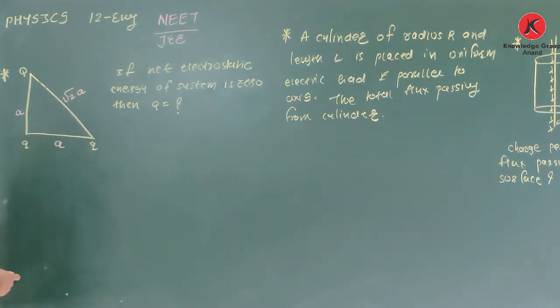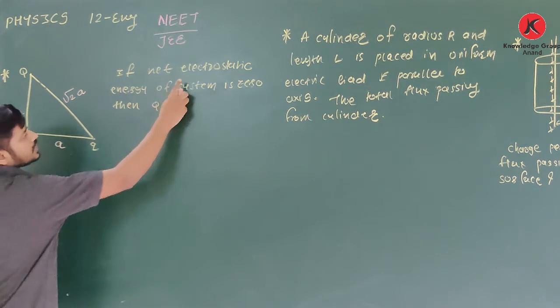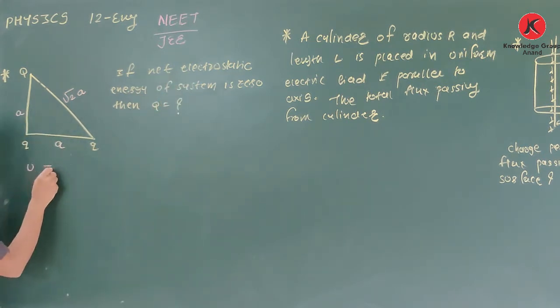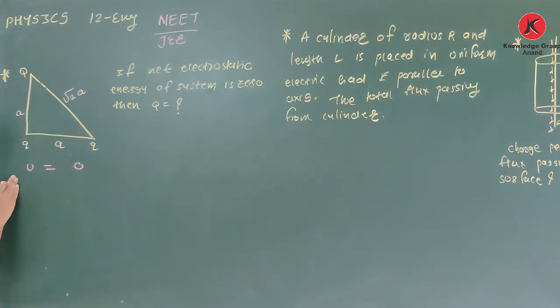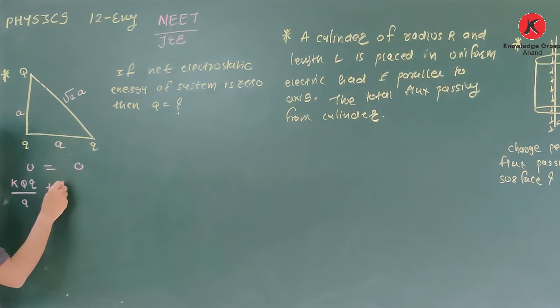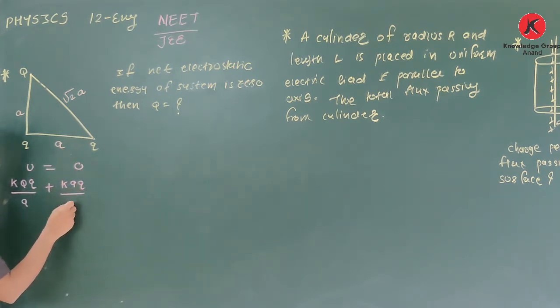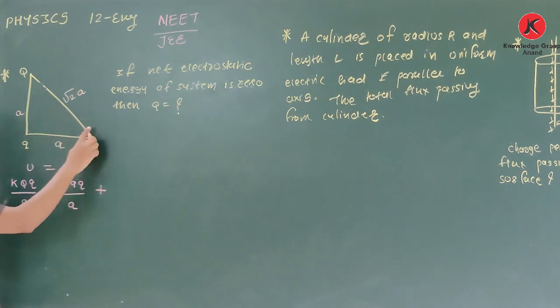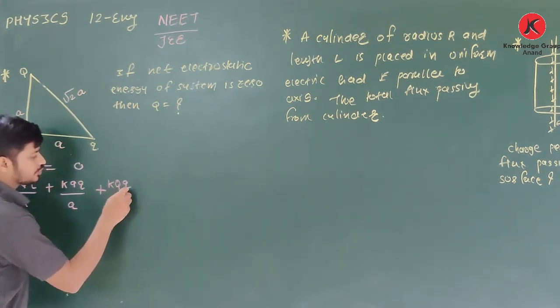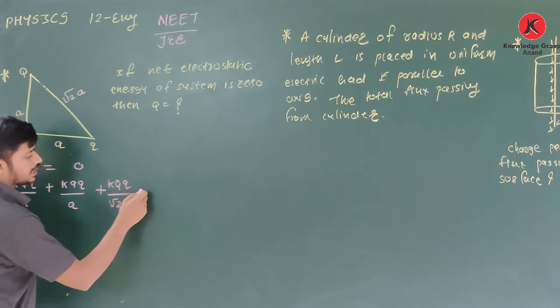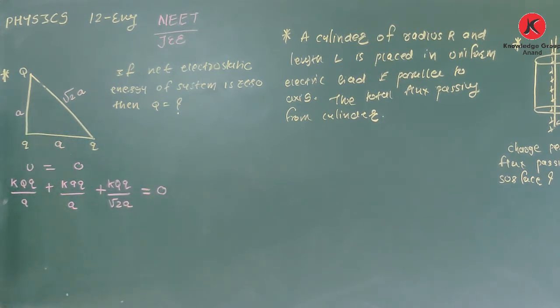See here we have 3 charges, Q, Q and Q, so 3 pairs. So how to write the electrostatic energy? If net electrostatic energy is 0, means U is equal to 0. First of all, for this pair, I can write K Q Q upon A. Then for this pair, plus K Q Q upon A. Then for this pair, K Q q upon root 2 A, and this is equal to 0.